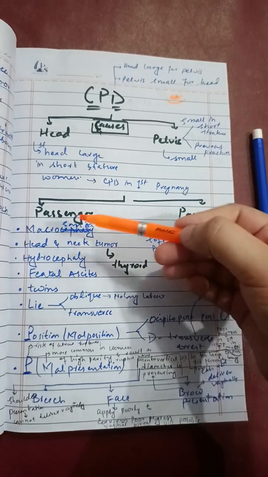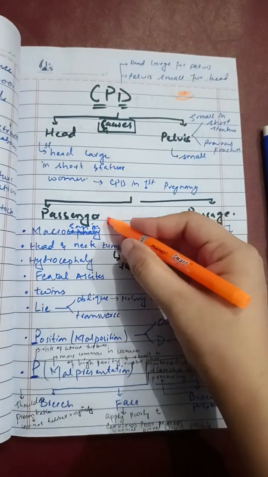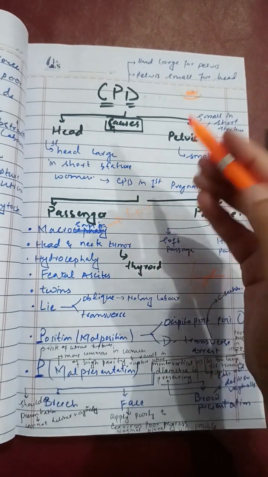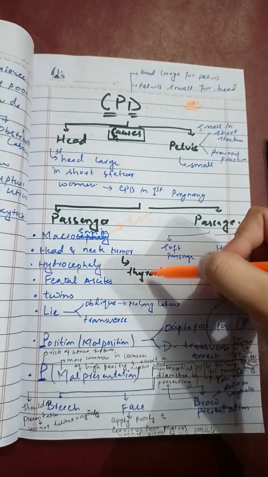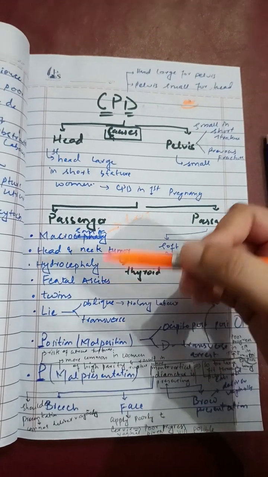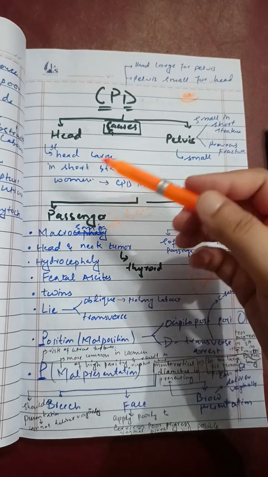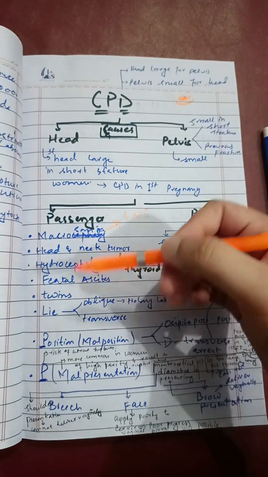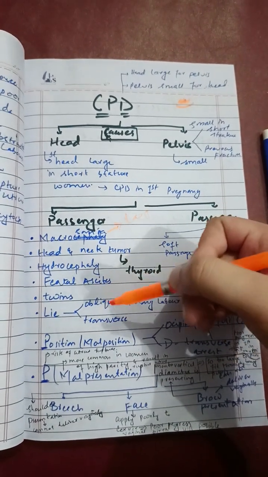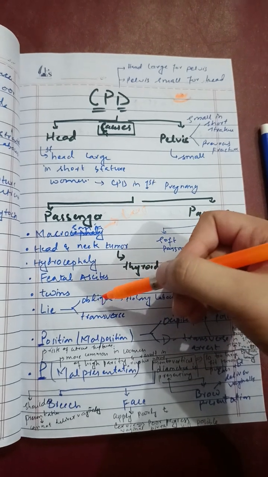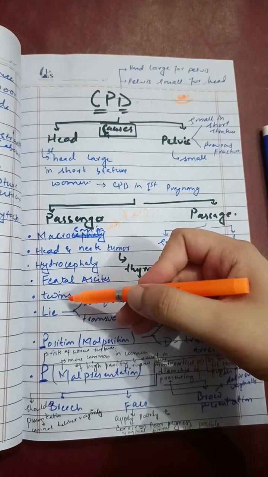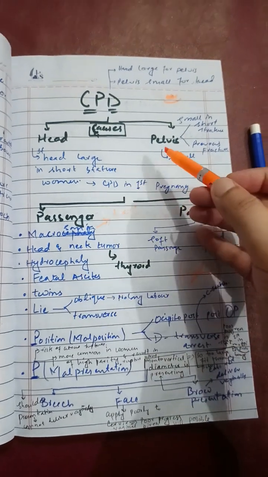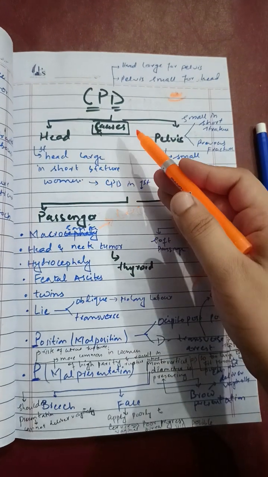These are basically macrosomia, that is a big or large head. If the head is too large or too big to pass through the pelvis, this will lead to cephalopelvic disproportion. There are head and neck tumors, in which thyroid tumor is common, due to which the passenger is large and is unable to pass through the pelvis. There is also hydrocephaly. There is also fetal ascites, that is the accumulation of fluid in the cavities of the fetus. If there is twin pregnancy, there are two fetuses, and it will be difficult for them to pass through the pelvis, and this will lead to cephalopelvic disproportion.